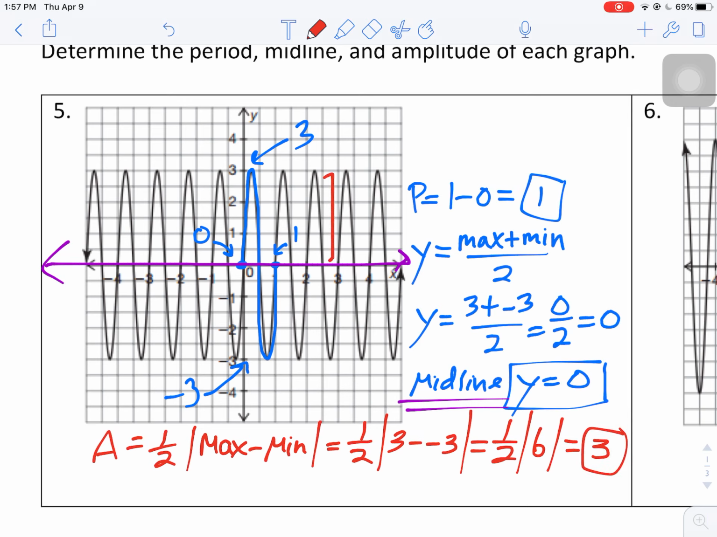This should be 3 units to go from my midline up to the top. Careful when you look at your y-axis, it goes up by 0.5s. So sure enough, this is 1, 2, 3. So that is correct.